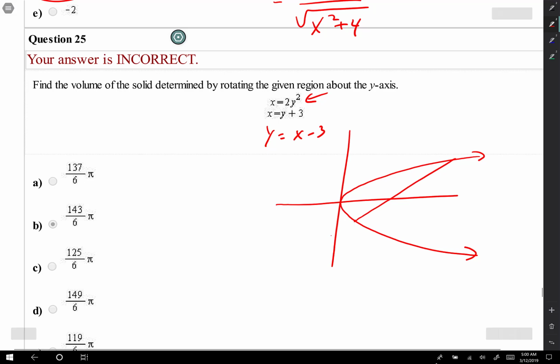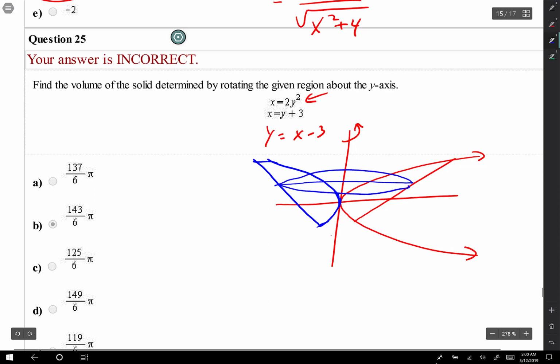And I'm rotating this about the y-axis. So when I rotate it, I get something that looks like, okay, it's not perfect, but whatever. And as you can see, you have washers. All right, so I need to figure out this point down there and this point out there. Now you can see that washers are dy. So we're going to be integrating with respect to y, guys.